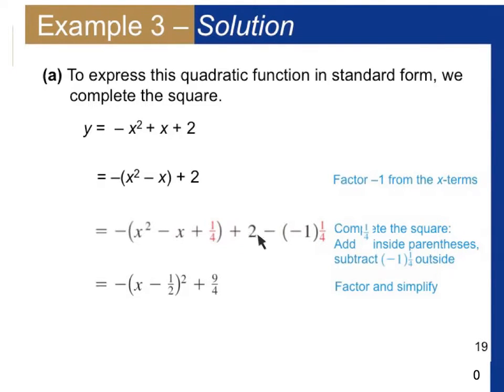Okay, remember our 2 sits out there. So this becomes x minus 1/2 squared, a perfect square. Remember, the minus is on the outside. And then 2 minus a minus 1/4 is 2 plus 1/4, which is 9/4. So there's our perfect square. Our h is 1/2, our k is 9/4, and we have a negative in front, which means it opens down. So our vertex would be 1/2, 9/4.